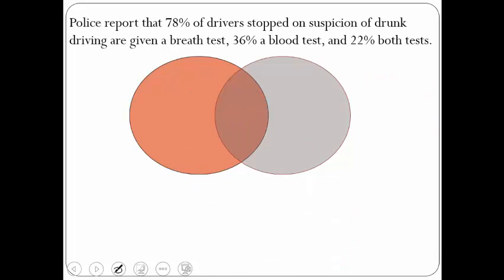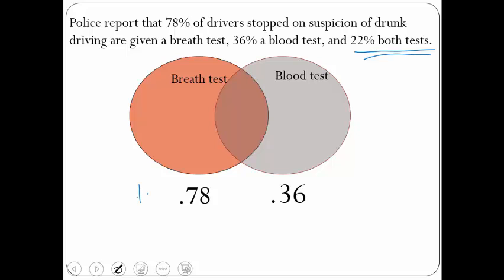So let's look at a problem with this. Police report 78% of drivers stopped on suspicion of drunk driving are given a breath test, 36% blood tests, 22% both. So we'll do breath test, blood test, and we can see we have a both setting. So this is not mutually exclusive. These things are not disjoint. And what we need to realize, when it says 78% are given a breath test, that includes those that are given both. So this 36% would be all in the blood test.